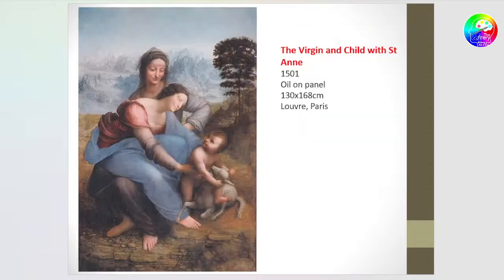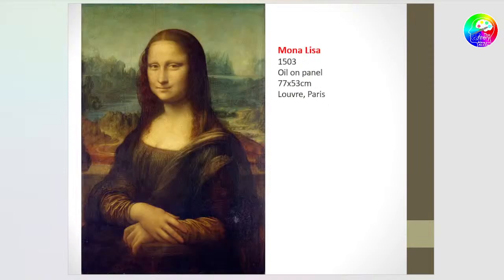Let's just take a look at a few others. The Virgin and Child with St Anne, 1501, quite a large painting there. And there is the young Christ playing with a lamb, as he is the Lamb of God. And of course the Mona Lisa, the most valuable painting in the world, or one of, holds the Guinness World Record for the highest known painting insurance valuation in history at $100 million in 1962.